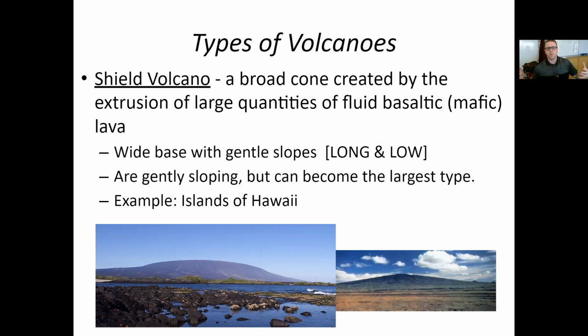These volcanoes are very wide. They're gently sloped. So you want to think low and long when you see shield volcanoes. So shield volcano, low and long. And a great example of this is the islands of Hawaii. Remember, they were formed from a hot spot, one of those zones of volcanism that we spoke about in the last video. But shield volcanoes, a great example are the islands of Hawaii. They are long and low, gently sloping volcanoes.